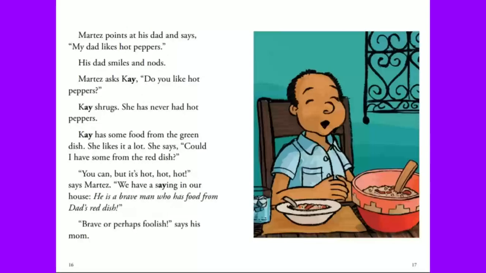Martez asks Kay, "Do you like hot peppers?" Kay shrugs. She has never had hot peppers. Kay has some food from the green dish. She likes it a lot. She says, "Could I have some from the red dish?" "You can, but it's hot, hot, hot," says Martez. "We have a saying in our house. He is a brave man who has food from Dad's red dish." "Brave or perhaps foolish," says his mom.